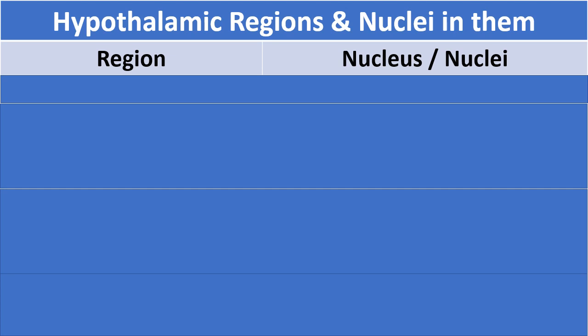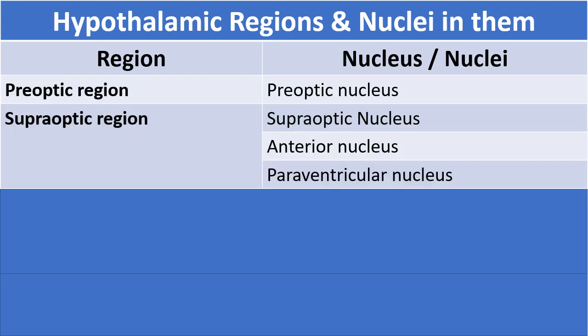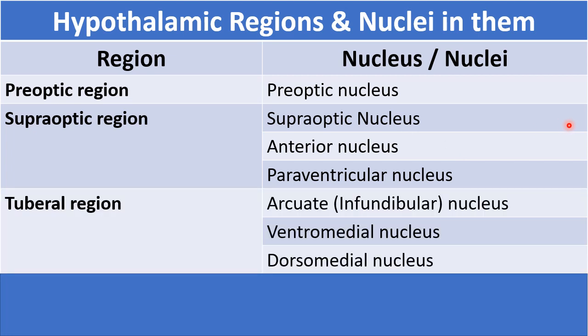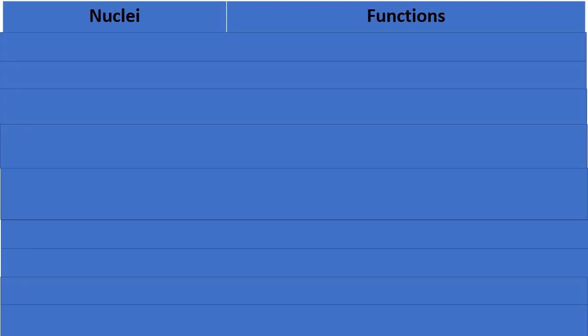Then coming to the regions and the nuclei: preoptic region, preoptic nucleus; supraoptic region, supraoptic nucleus; anterior nucleus, paraventricular nucleus; tuberal region, arcuate nucleus; ventromedial, dorsomedial nucleus; and the mammillary region, posterior nucleus and mammillary nucleus. So this is about the nuclei which are present in the hypothalamus.